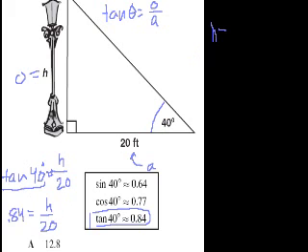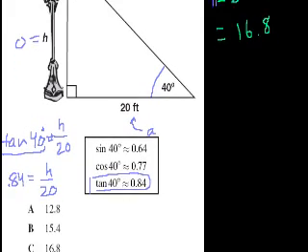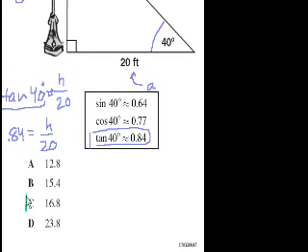I don't know if you can read that. Let me do it in a brighter color. h is equal to 20 times 0.84. 2 times 0.84 is 1.68, and then 20 times 0.84 is 16.8. And that is choice C.